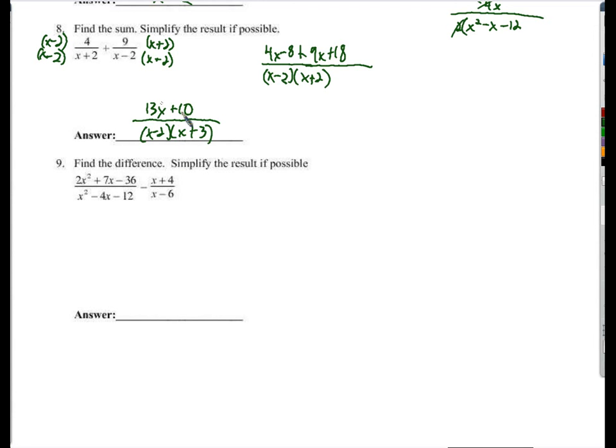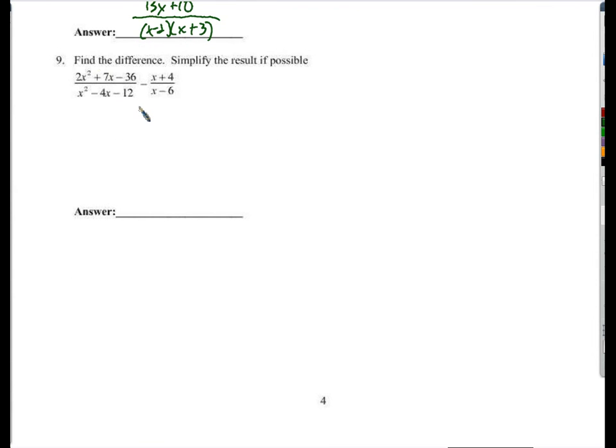They don't share any factors. I can't factor like a 3 or anything out of here, so they're not going to have any common factors. Remember, a factor in this situation would look like x plus 3 or x minus 2 or 13x plus 10. These are the factors. 5 is not a factor of the numerator. 13 is not a factor of the numerator. Okay, I'll let that go.